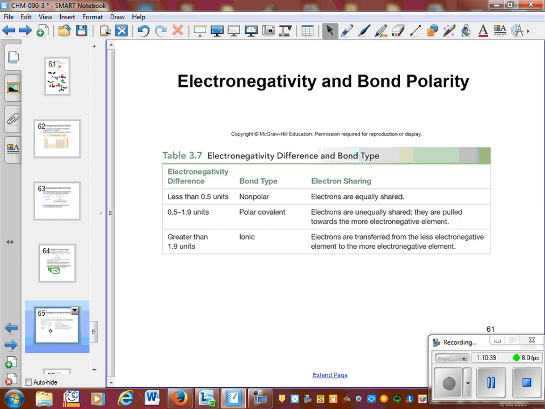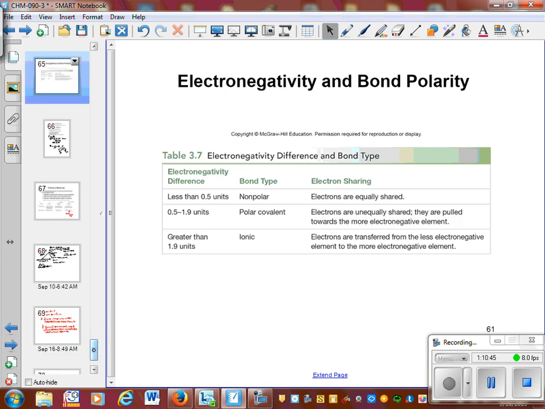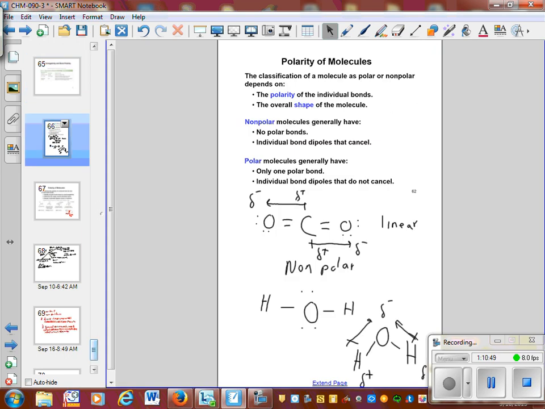So, how do you classify the polarity of a molecule? We have to look at the polarity of the individual bonds and the overall shape of the molecule. Nonpolar molecules generally have no polar bonds, or individual dipoles that cancel. We'll look at those. If I look at CO2, remember CO2 was linear. That was a shape.